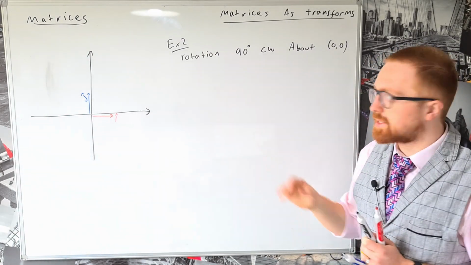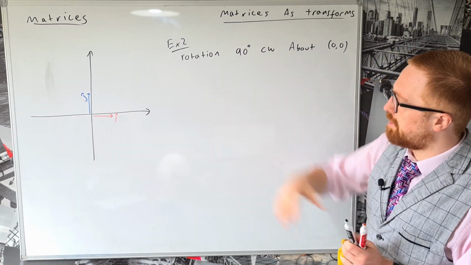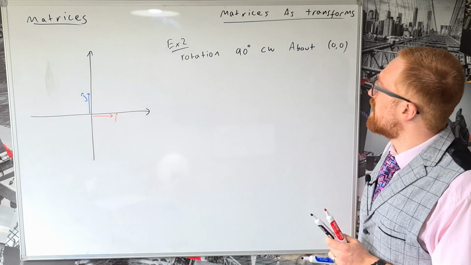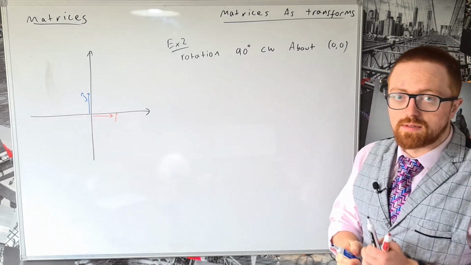Okay, so let's look at our next example. So we're going to see if we can find the matrix that represents a rotation of 90 degrees clockwise about (0, 0), the origin.